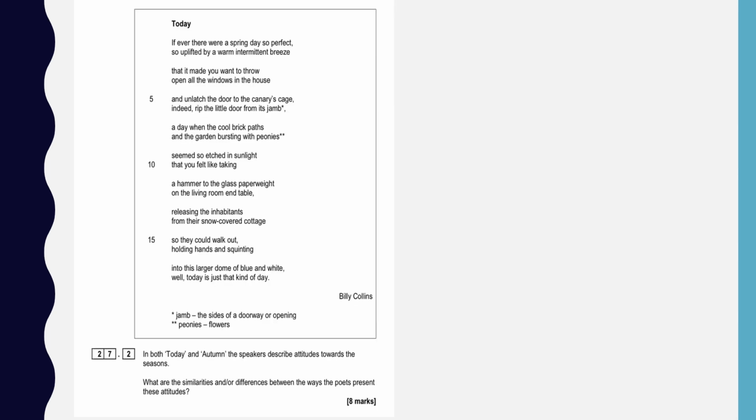So this is the second poem. In this, the poem is called Today by Billy Collins. So in both Today and Autumn, the speakers describe attitudes towards the seasons. What are the similarities and or differences between the ways the poet presents these attitudes? This one is 8 marks, and luckily, because they have asked you to look at similarities and or differences, you can do one, either, or both. This is the advantage to this question. You can look at both sides of it all.